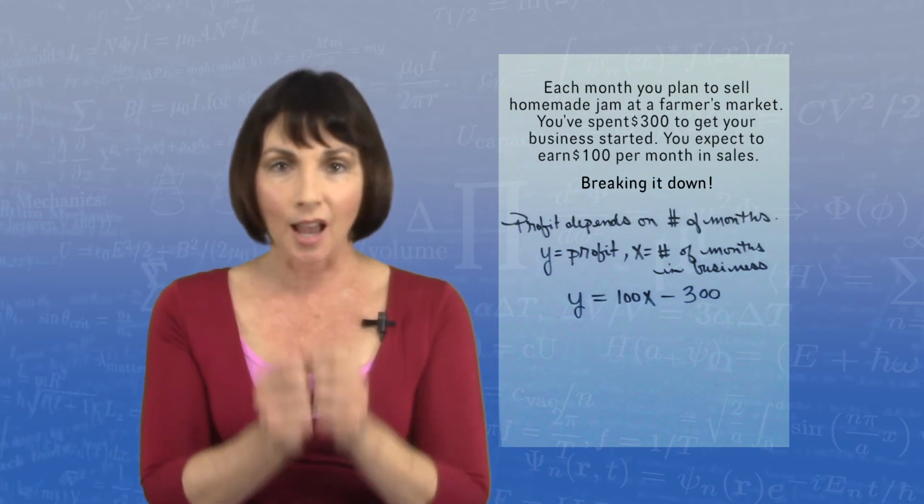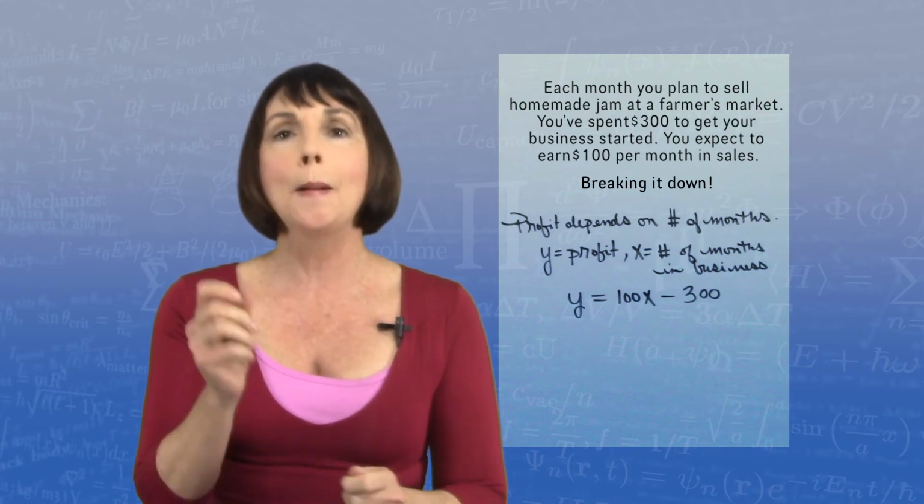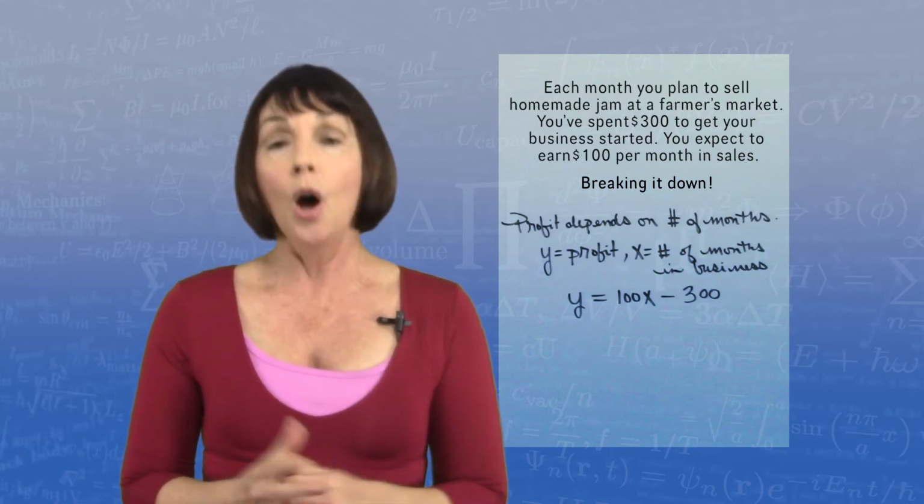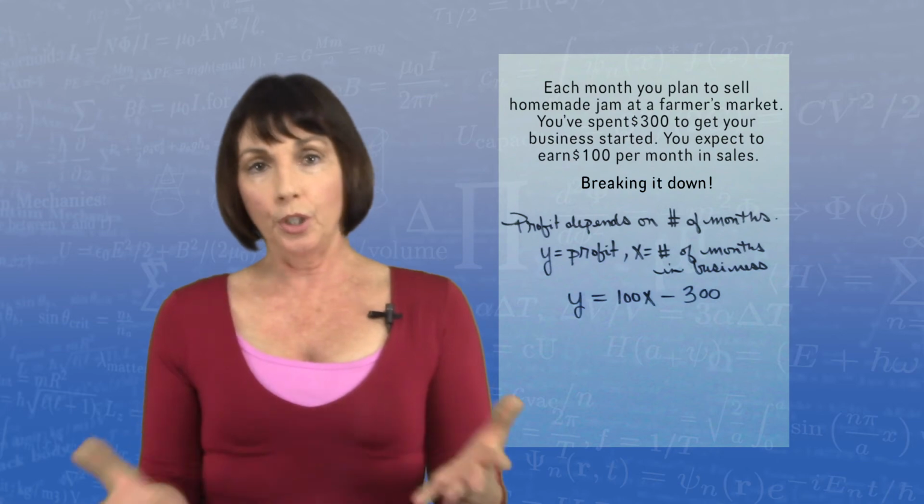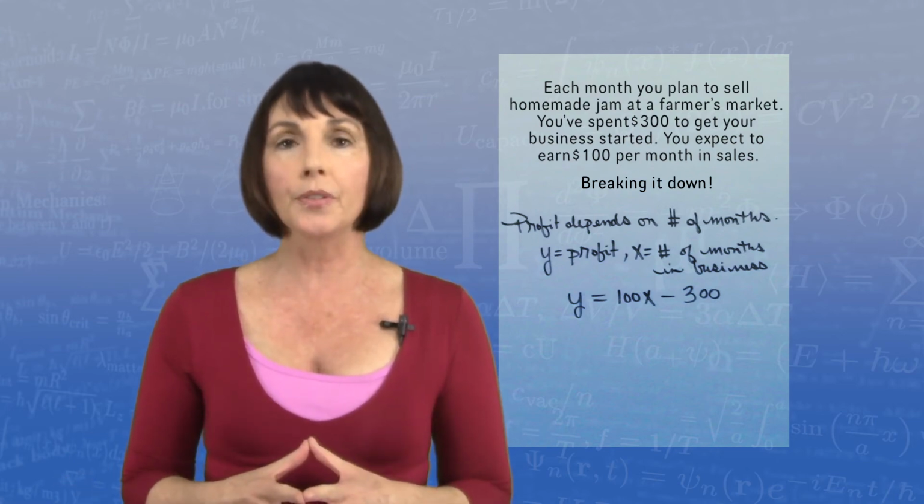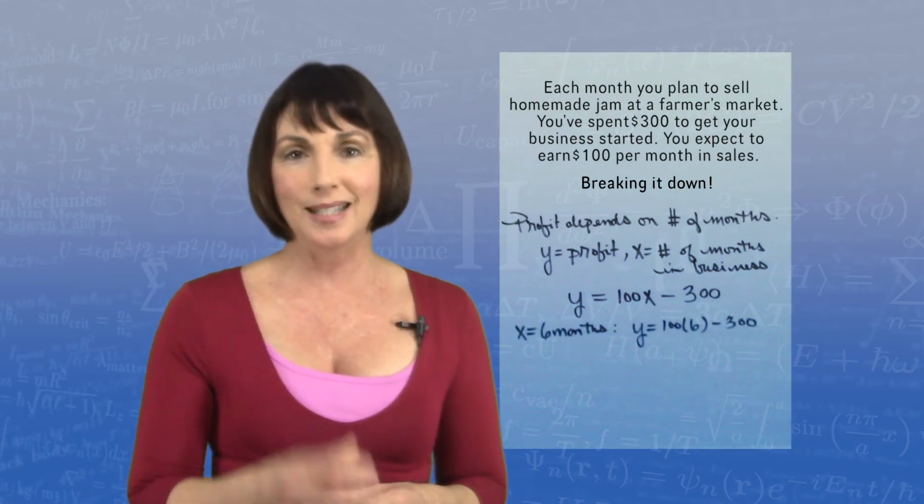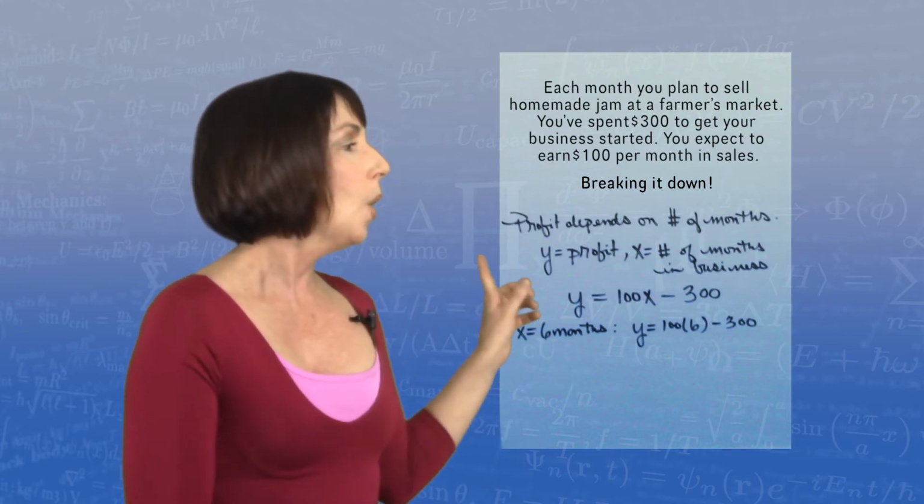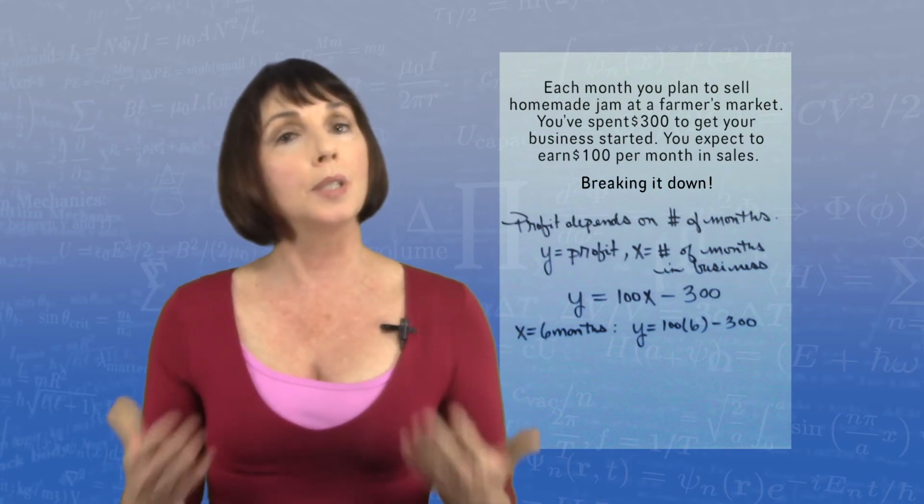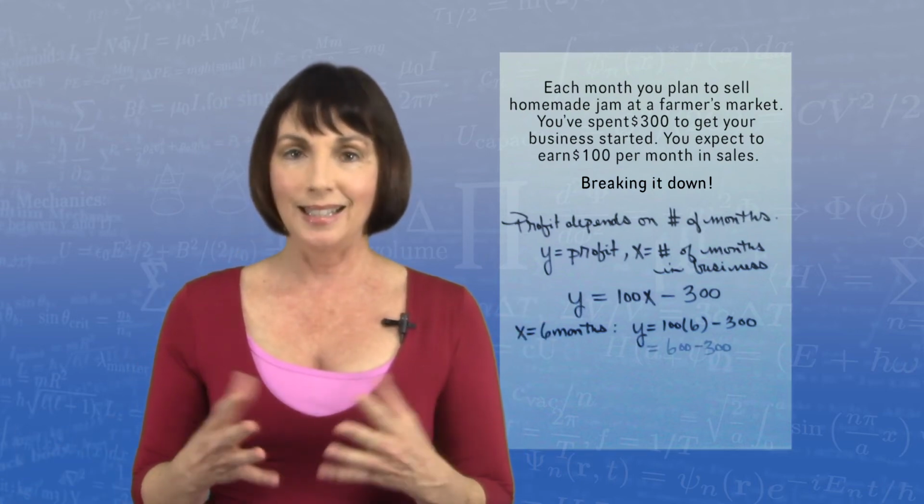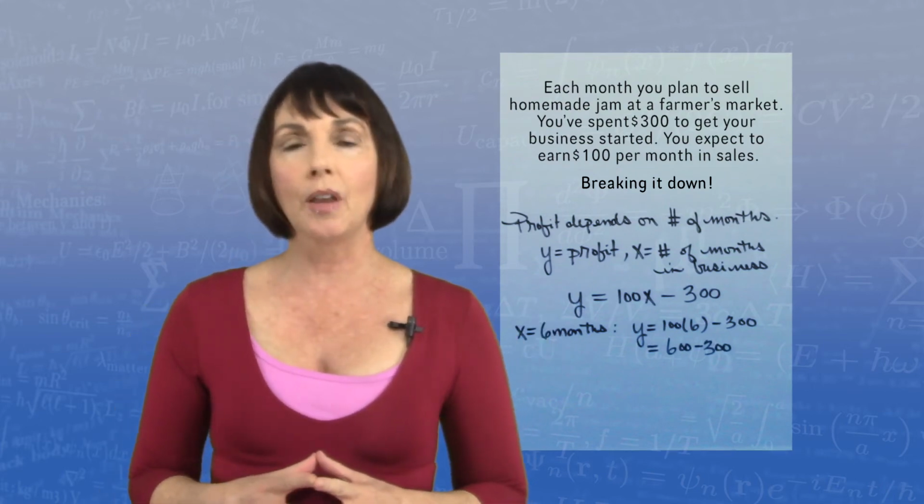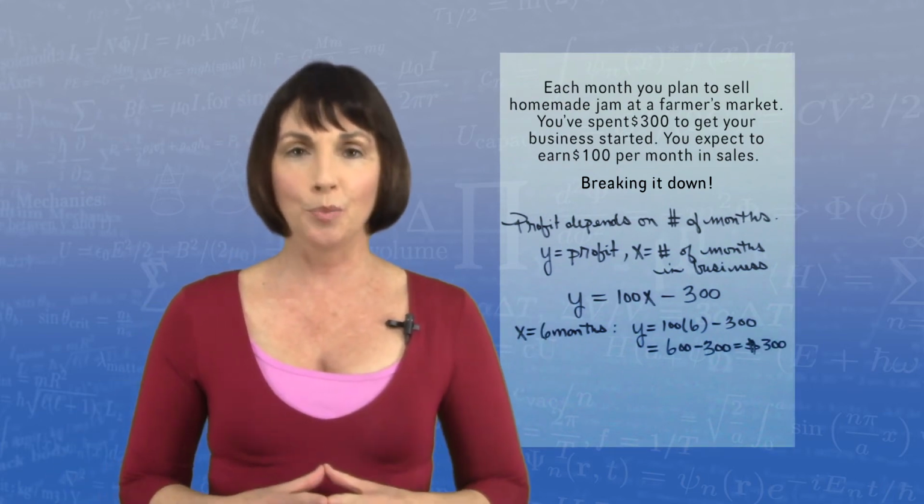$100 a month times the number of months in business minus the startup cost. Okay, so now we want to know what the cumulative profit is after 6 months. That means x equals 6. So we get y equals 100 times 6 minus 300. That equals 600 minus 300, or $300 in profit.